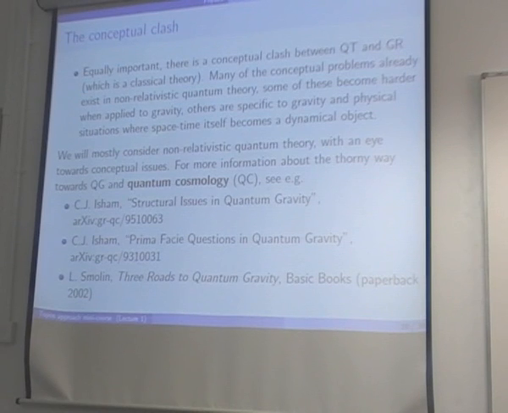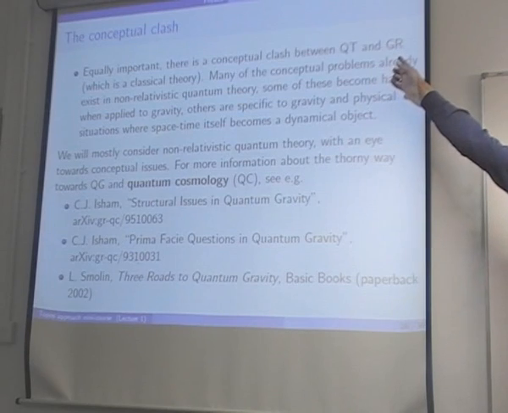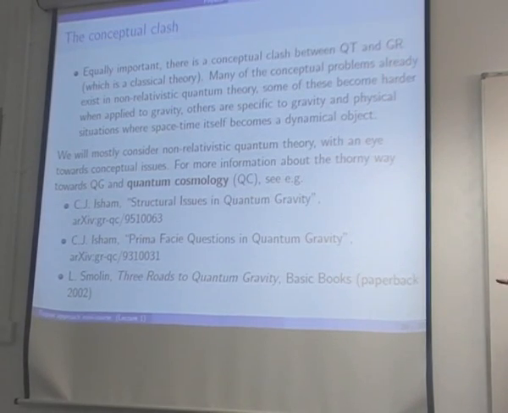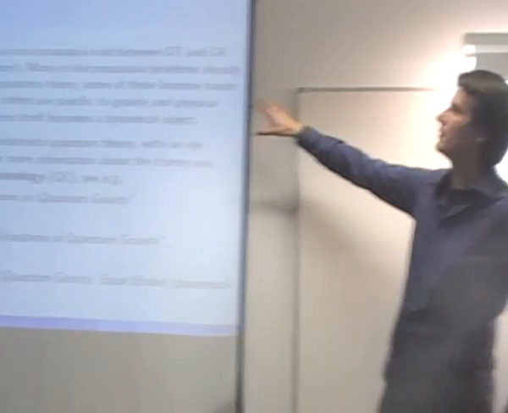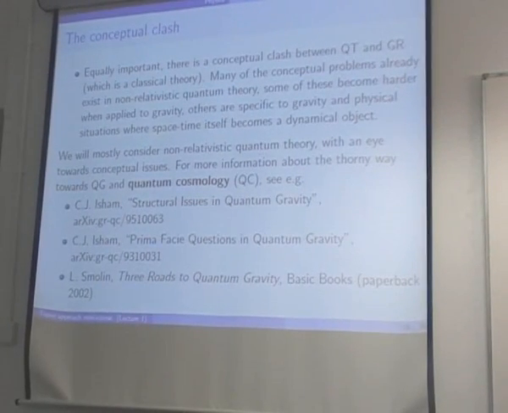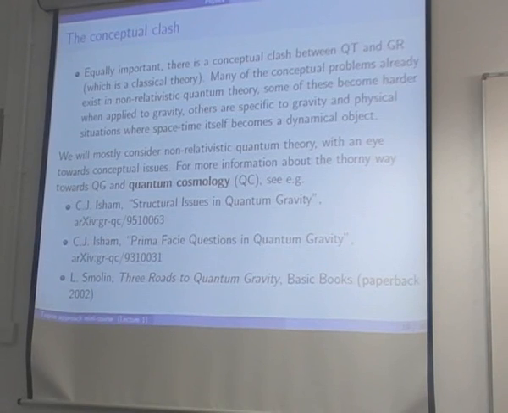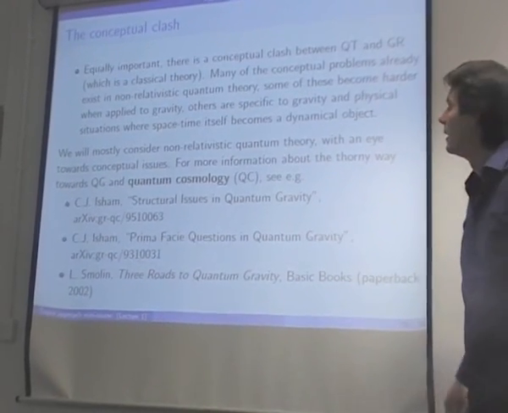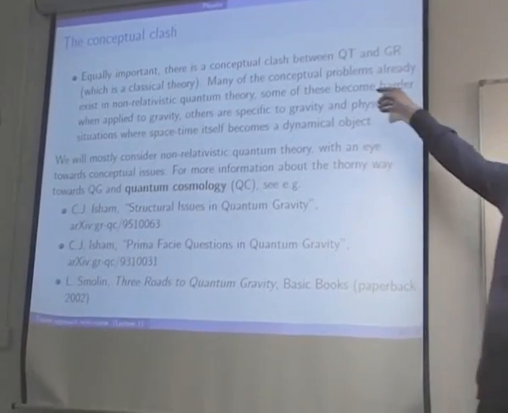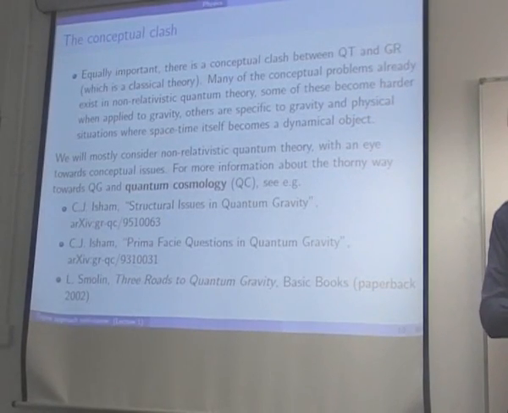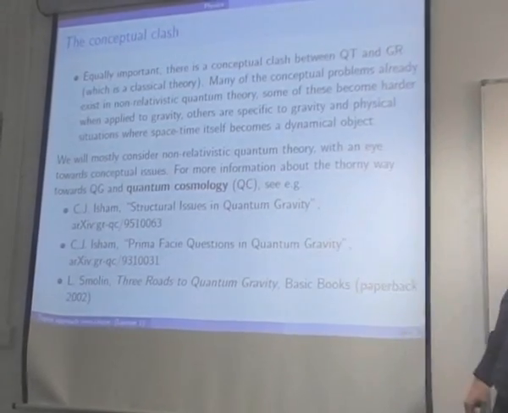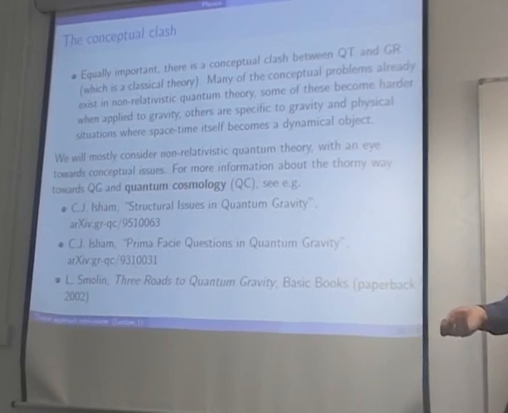But equally important is the fact that there's a conceptual clash between quantum theory and general relativity, which after all is a classical theory. And this happens on many levels, but I just want to say very vaguely here that many of the conceptual problems already exist in non-relativistic quantum theory. This is actually what we mostly look at, because I can't possibly start a quantum gravity course here. Some of these problems that you have in non-relativistic quantum theory become harder if you apply them to gravity when space-time concepts come in. And then there are some problems which are actually specific to gravity and physical situations where space-time itself becomes a dynamical object.